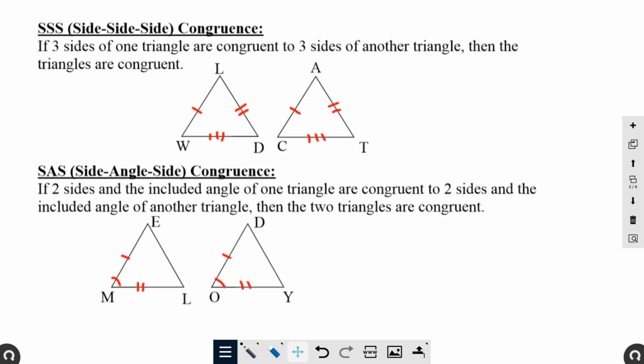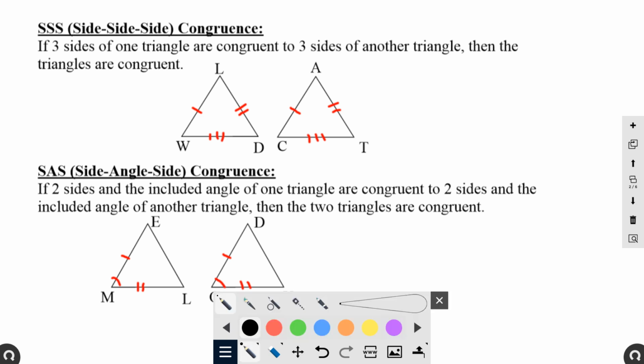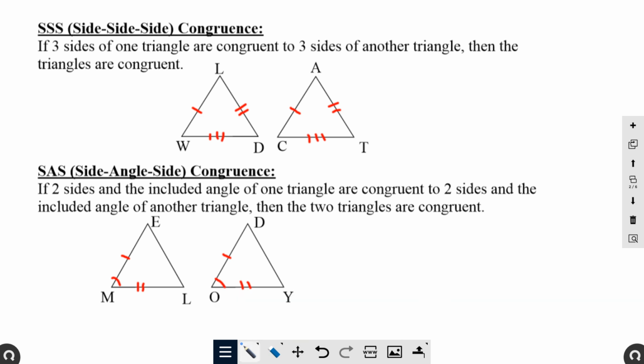So do you see how we have 3 sides or 3 pairs that are congruent from one triangle to the other? Okay, so then those triangles are congruent to each other. So if they're congruent, we can write our congruence statement just like yesterday. So congruent statement is saying like triangle what is congruent to triangle what. So I'm going to call the first one triangle WLD.